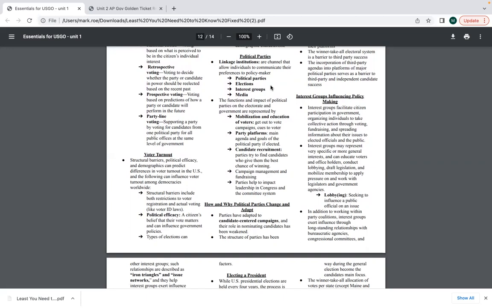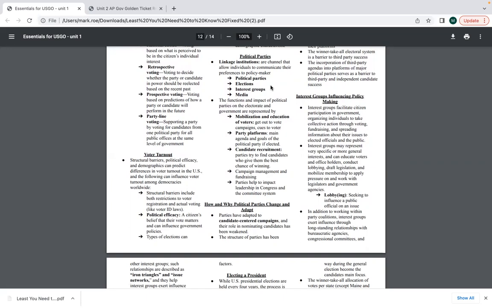Interest groups will pay for campaigns for their ideas to be passed. Yeah, they try to influence what types of laws are being passed. For sure they do. If you work for an interest group, do you run for office? Probably not. No.